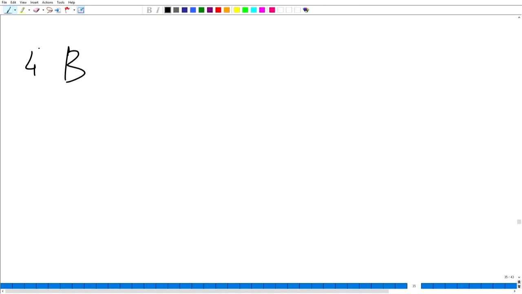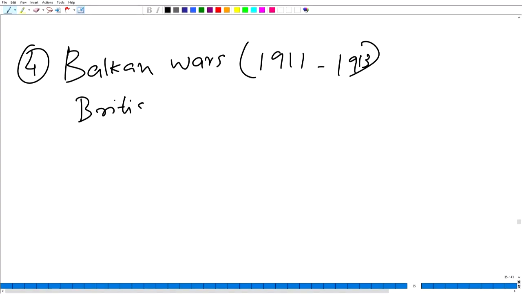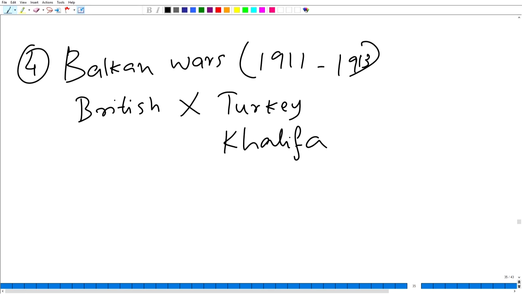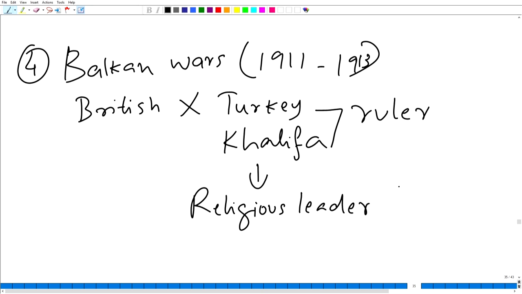Next, the fourth reason. The Balkan Wars were fought from 1911 to 1913. In these Balkan Wars, Britain and Turkey were on opposite sides. How did it affect Indian Muslims? Because the Khalifa, the ruler of Turkey, was considered the religious leader by Indian Muslims.